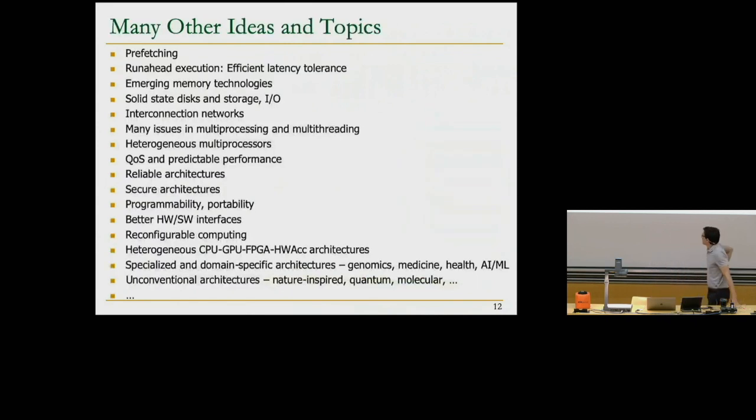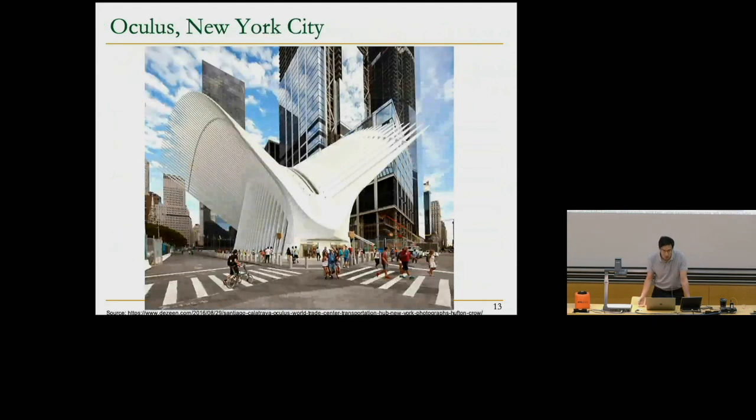Here, you can see a list of some of the ideas and topics that we couldn't cover in this course. But hopefully, if you're interested, you will keep learning in later courses that we have. I will talk about them briefly. For example, prefetching or run-ahead execution, emerging memory technologies, SSDs and storage, interconnection networks, and so on, and so on, as you can see. And you need to understand all of them very well if you want to build efficient computing systems, right?